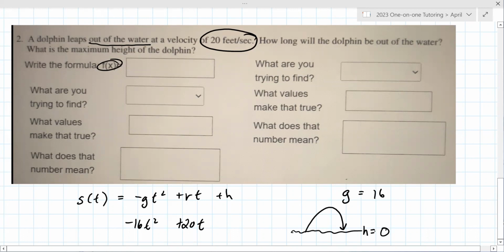So if you're ever starting from the ground or the water level, or where it hits the ground, your height is 0. Okay. All right, so that's your formula. They want it in terms of X. There you go.